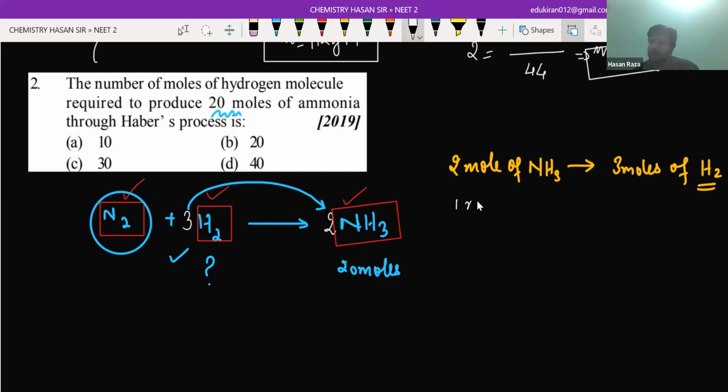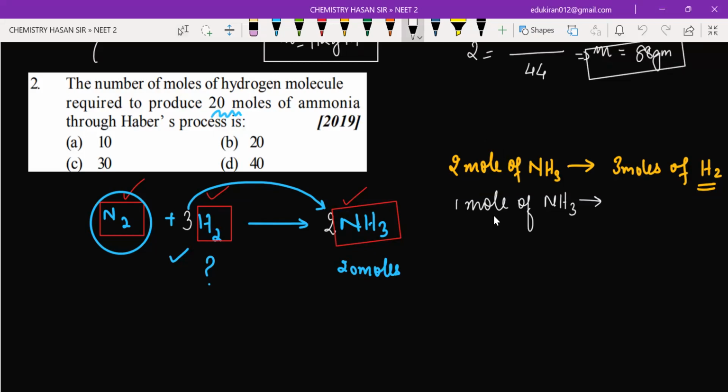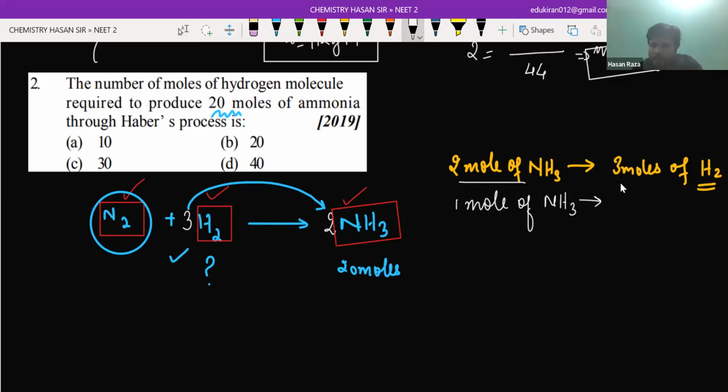Now, 1 mole of NH3 of... sorry, it sometimes lags or hangs the system. Okay. So, are you able to see the screen now, right? Yes, sir.